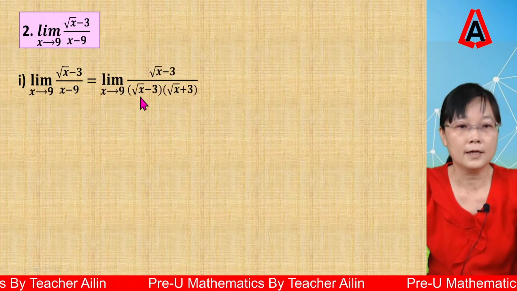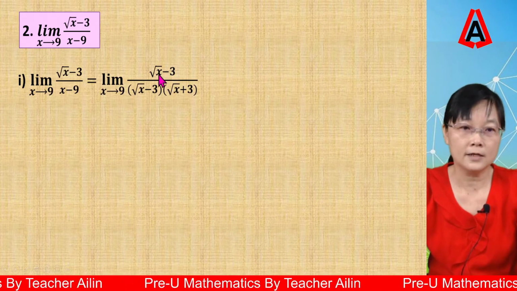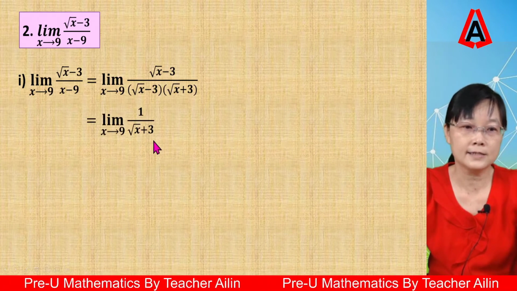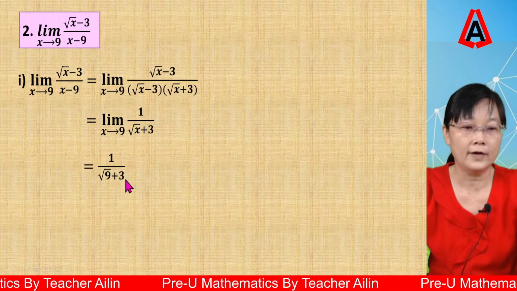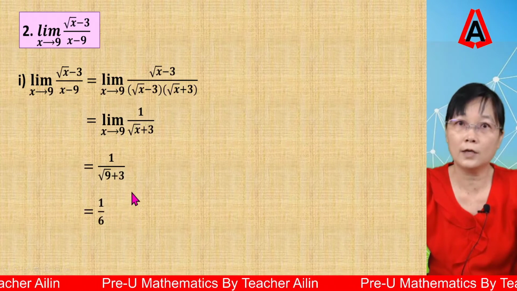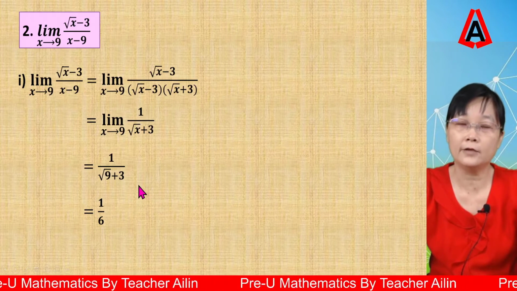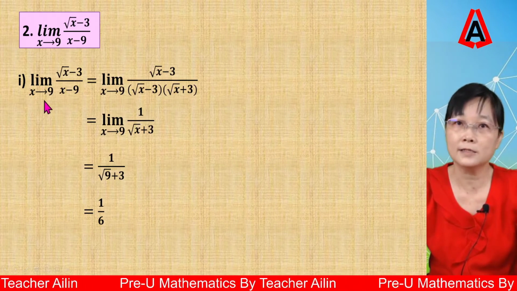First method, I'm going to factorize the denominator. Then I cancel off square root of x minus 3. And finally, I substitute the x with 9 for the second time. I find that the answer is 1 over 6. So 1 over 6 is the value of the limit of this function as x approaches 9.